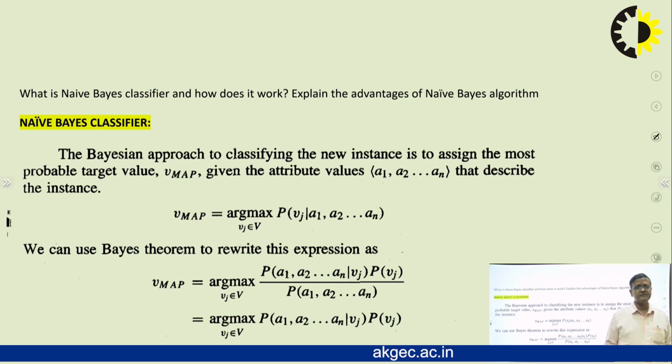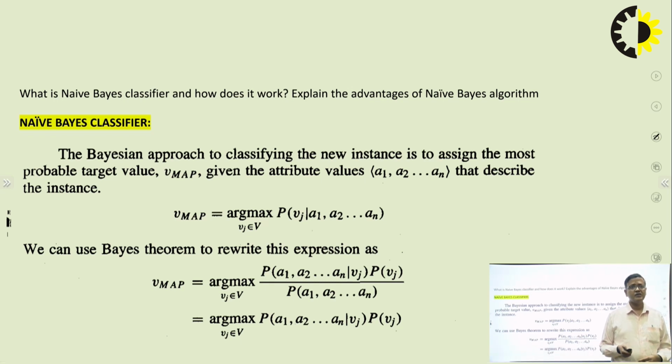So how do we convert this into a naive Bayes classifier? Till now this is the Bayesian approach of classifying a new instance. If we are given the attribute values of the example, what will be the most probable target value? So using the Bayes theorem we have reached the definition of VMAP. Now we have to convert this into a naive Bayes classifier, and find the target value based on the naive Bayes classifier theory.